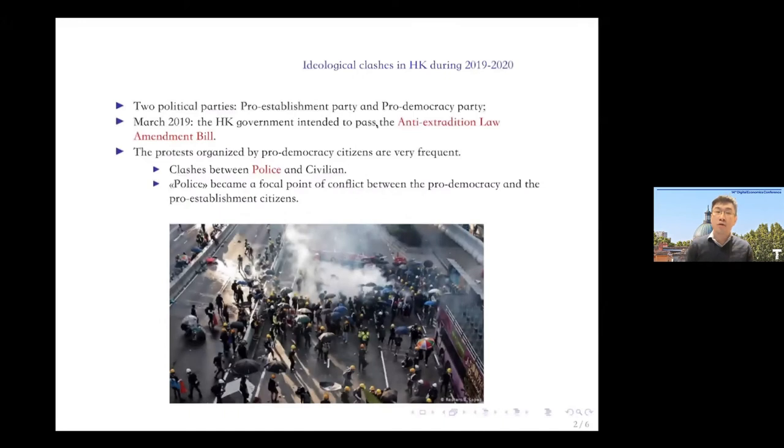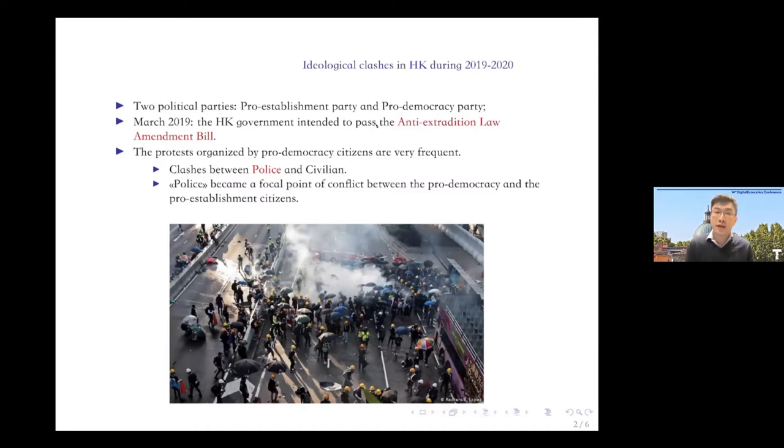So in Hong Kong, there are two major political parties. One is called Pro-Establishment Party. Sometimes people are also calling them Pro-Beijing or Pro-Communist Party. They are the ruling party, and their opponent is called Pro-Democracy Party. Ideologically, they are more toward the Western democratic political systems. Two parties are competing to each other.